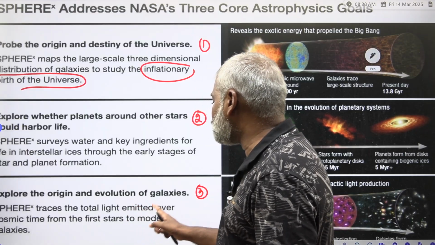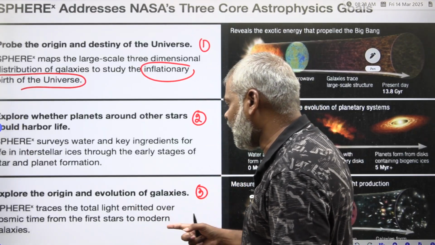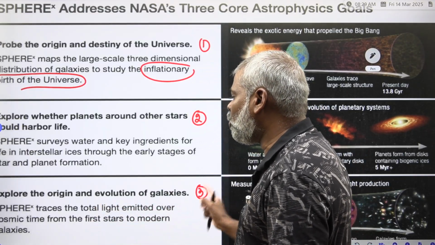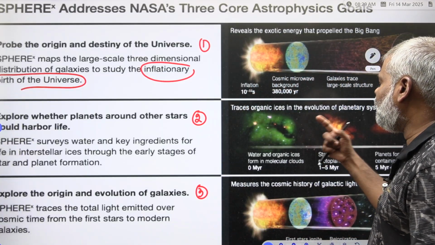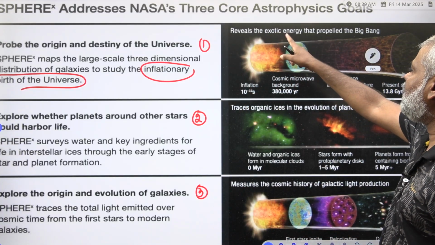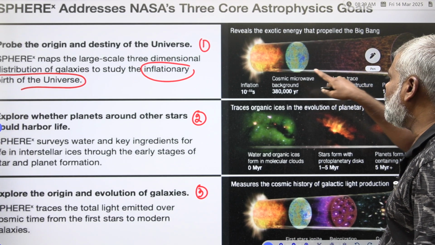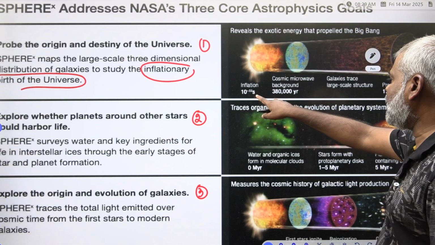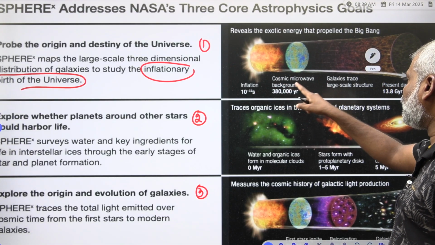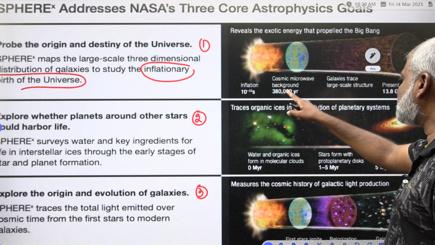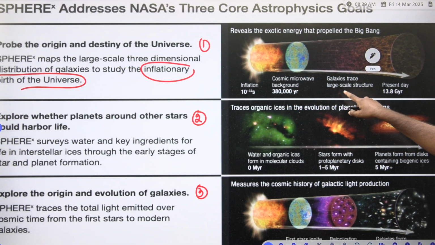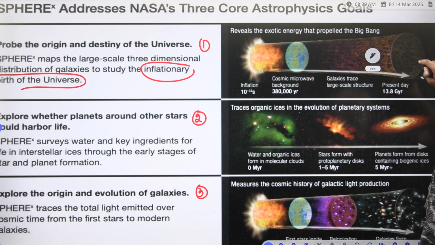SPHEREx traces the total light emitted over cosmic time, from the first stars to modern galaxies. This is very important. The first one reveals the exotic energy that propelled the Big Bang theory. So inflation, 10 to the power of minus 32 seconds; cosmic microwave background, 380,000 years back; the galaxies trace large scale structure; present day, 13.8 giga years. So this is the exploration of the Big Bang theory.